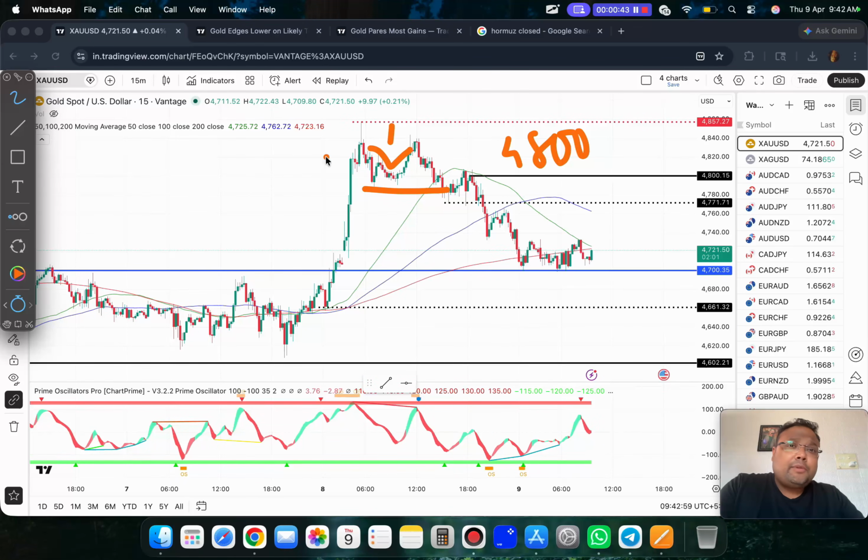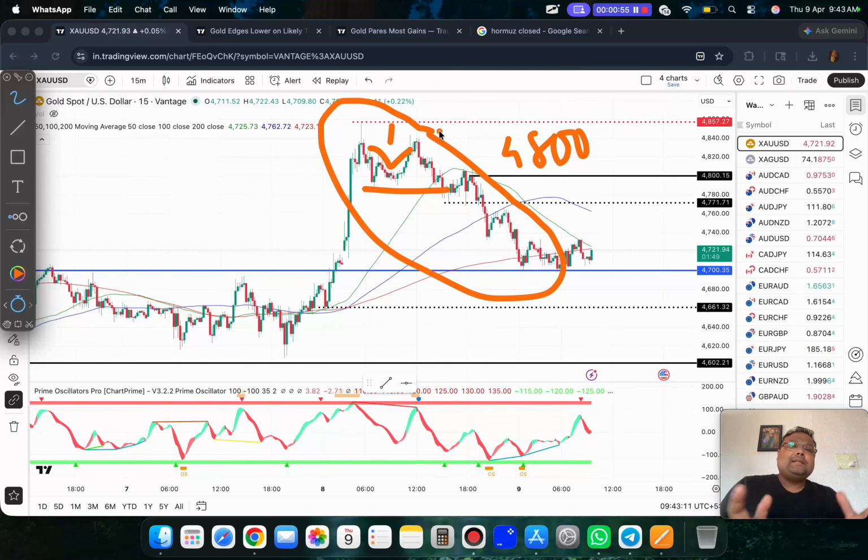the formation of a lower high here. So we also discussed the possibility of a technical correction, but to be honest, we were not expecting this amount of downfall on the chart of gold. But still, I told you guys that in case of a bigger correction, we can buy around 4700, 4710. Hope you guys remember, because I have also posted it on the groups as well.